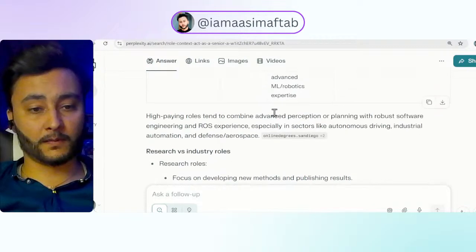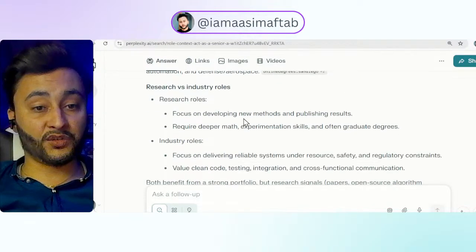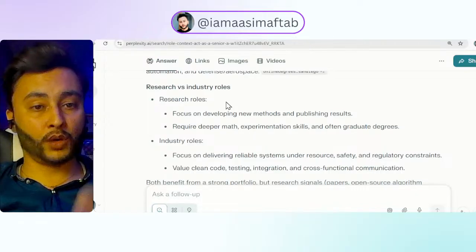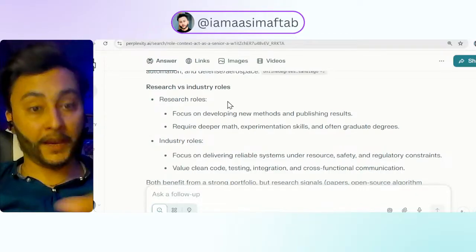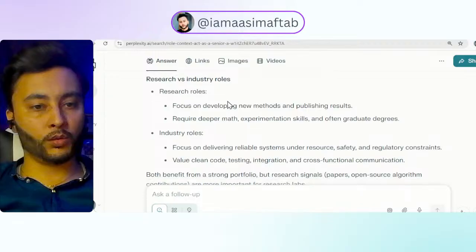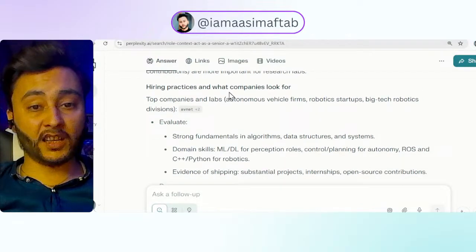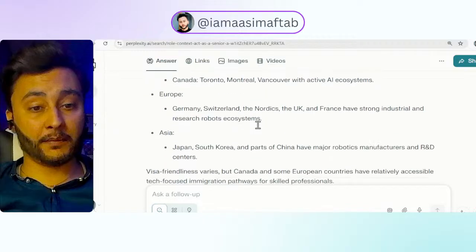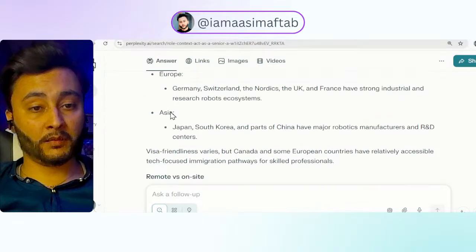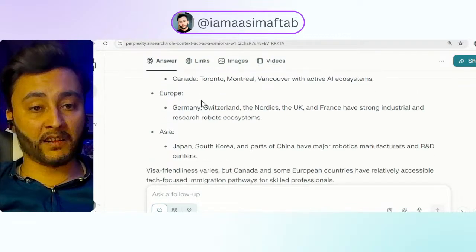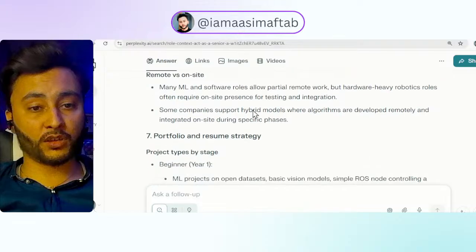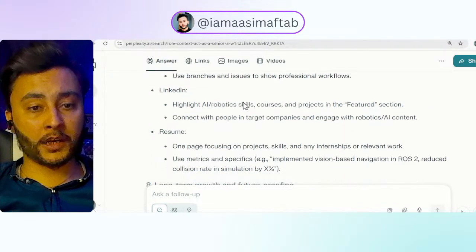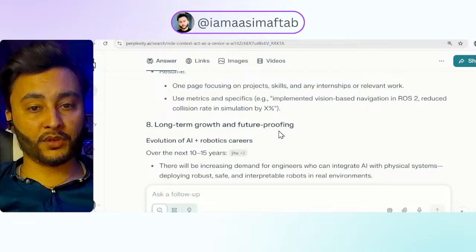With the resources. Research versus industry roles: how to go for the research roles as well as the industry roles. If you want to go to the research role, you can go. If you want to go to the industry role, you can go. Hiring practices: what companies look for. Geography and pay landscape: North America, Europe, Asia, remote versus on-site, portfolio and resume strategy, GitHub and LinkedIn resume, long-term growth and future proofing.